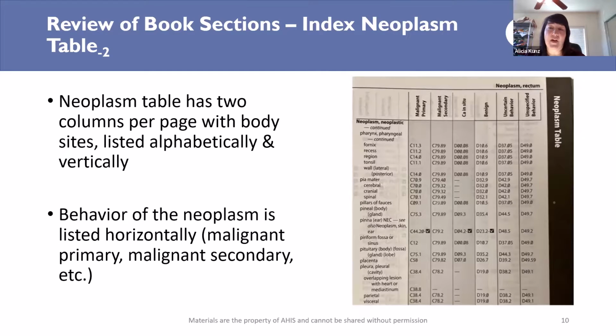So when you see uncertain behavior, that's not that you as the coder are uncertain as to what type of neoplasm it is. It's that perhaps we don't know yet what the neoplasm is. And sometimes you'll have a situation where you'll have a resident come in, they've removed some sort of tumor, and they are still doing a biopsy. We don't know yet at this point what it is. So that would be perhaps a time you would want to use the uncertain behavior code.